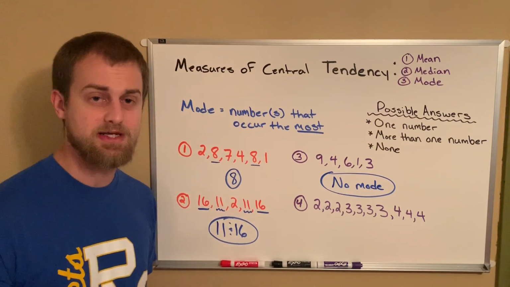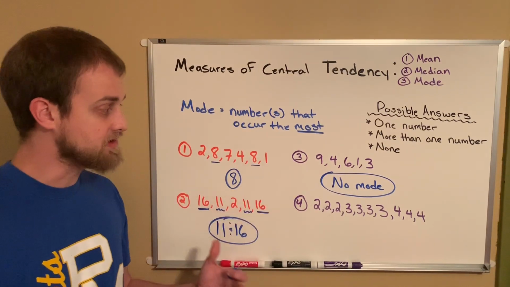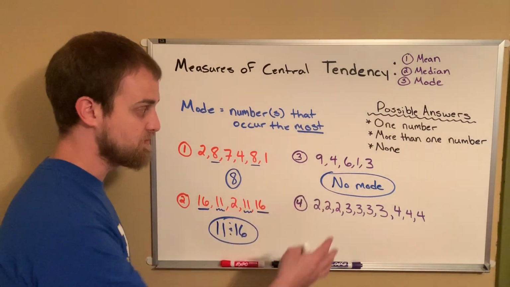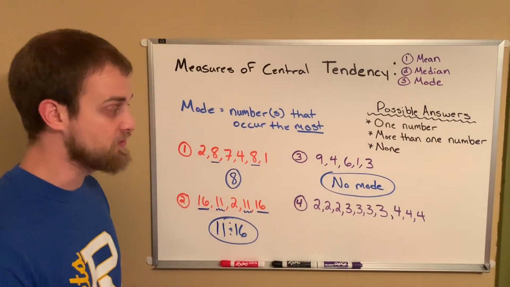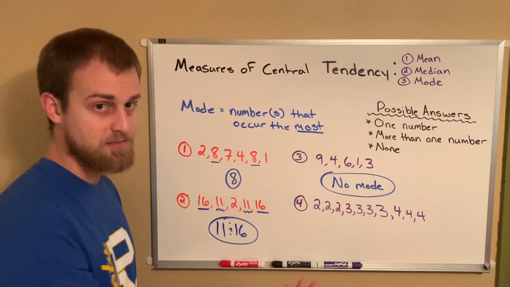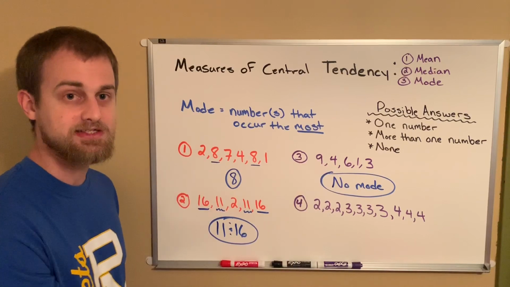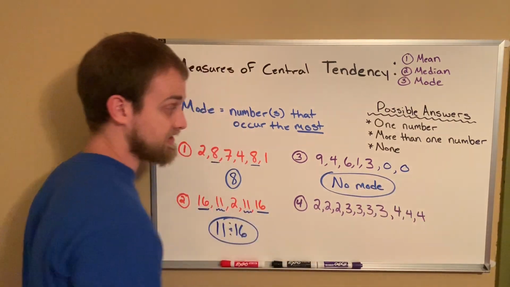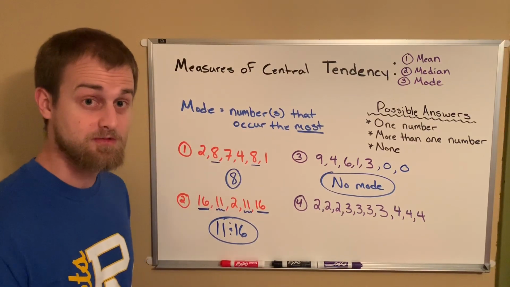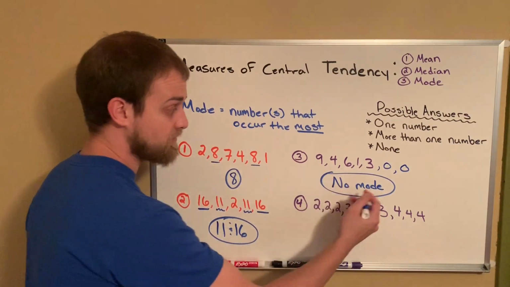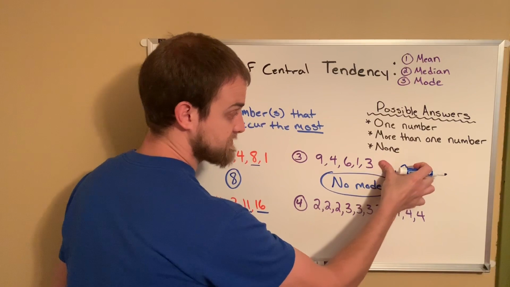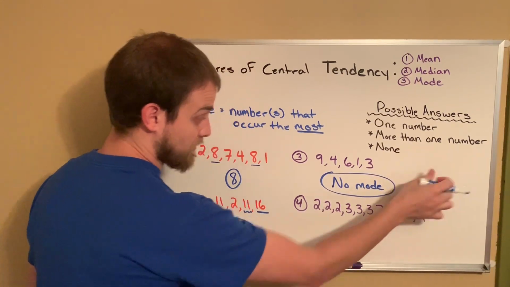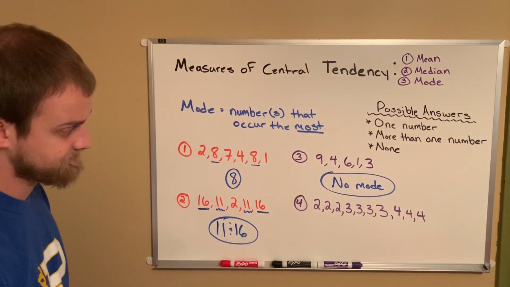Now, something we want to be careful with is we don't want to write the number 0 as no mode. We actually want to write out the words no mode because remember, 0 is a number, and that's a number that could be in my data set, right? For example, if this was like this, then my answer would be 0, right? So when I have no mode, I don't want to write the number 0. I just want to write out the phrase no mode.